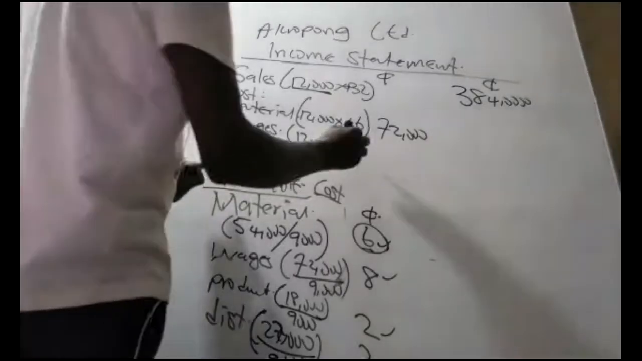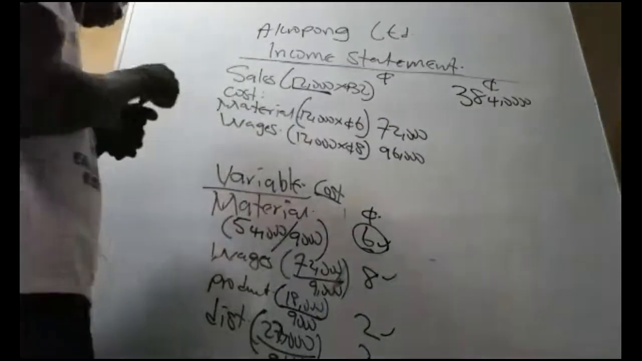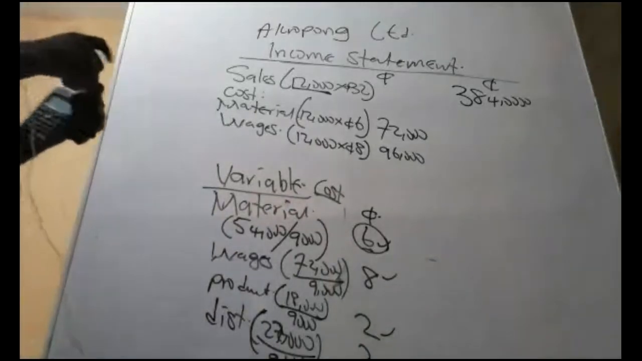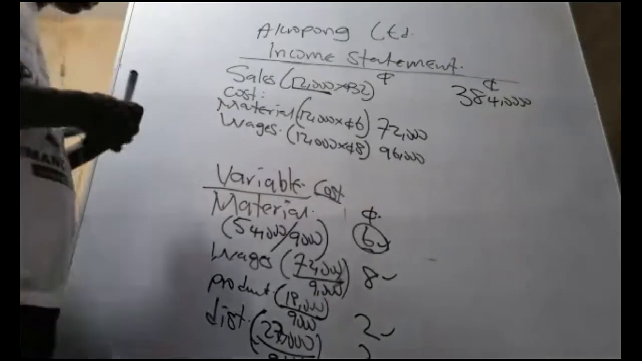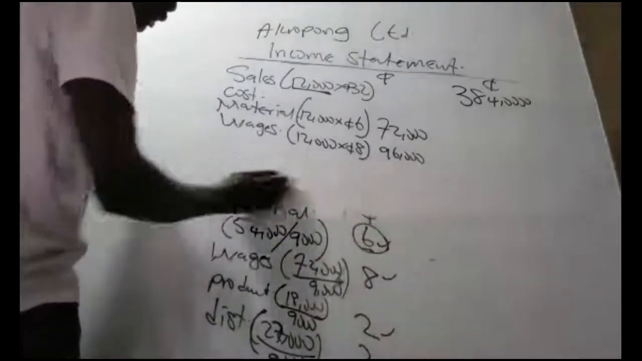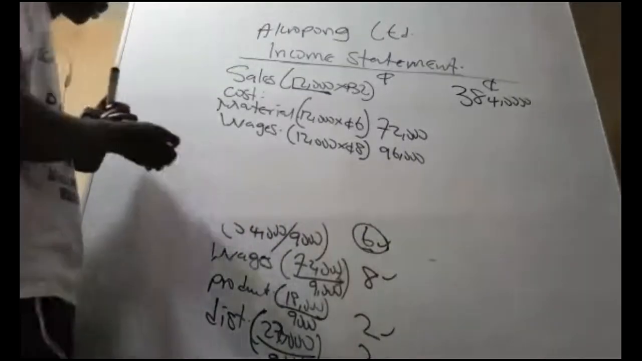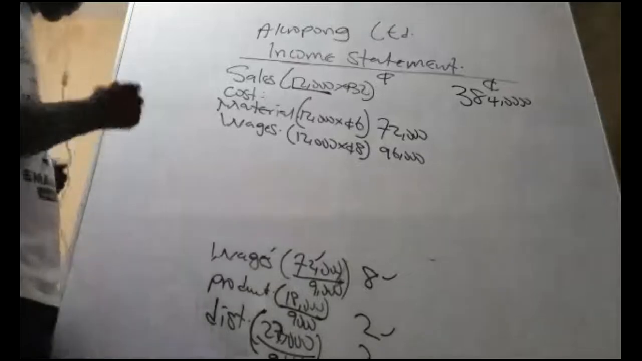Good. So times 8 to give me 96,000. Then what do we do? Then what again? Production, right? So we go to production. Let me clean the top. But this one we have already. The material, this 6, we've calculated it already. So let's go to the production.